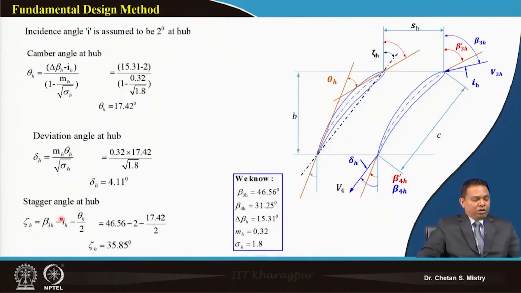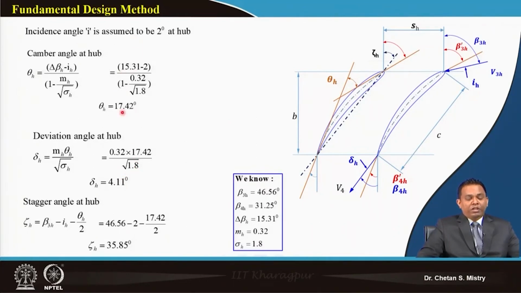Okay. Now, once this is known to us, again do not forget, when we are doing our calculation for camber angle, deviation angle and stagger angle, we need to assume a certain amount of incidence. As we have discussed, near the hub region we are assuming positive incidence, and that too positive 2 degrees.